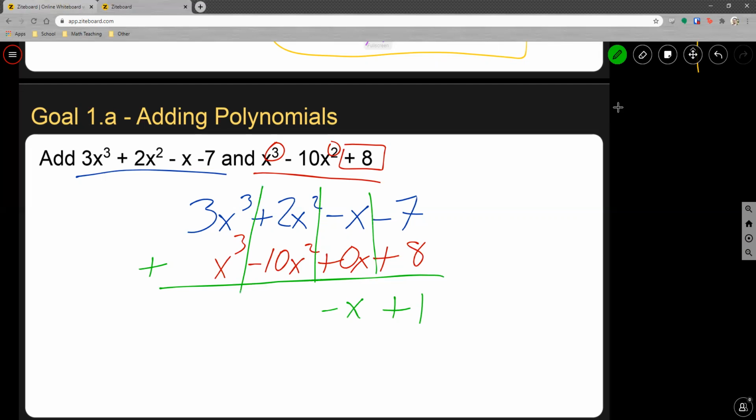I'm going to go to my x squareds. 2x squared minus 10x squared is going to give me -8x squared. And then finally, I'm going to take 3x to the third and x to the third and add those. I'm going to get 4x to the third. So my sum of these two polynomials is 4x to the third minus 8x squared minus x plus 1.